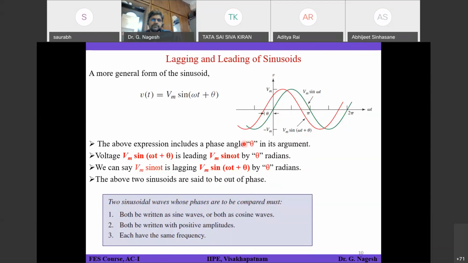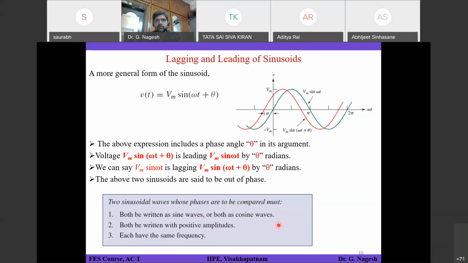Okay. So if you want to compare two waveforms, what are the basic rules you should satisfy before you compare? That is given here. Two sinusoidal waveforms whose phases are to be compared. If you want to compare the phase angles of two waveforms, the following three conditions should be satisfied. Then only you can start your comparison. The first thing is both should be written in sine or cosine form. That means the two waveforms which you want to compare should both be written as a sine function or both as a cosine function. That is the first thing you have to do.